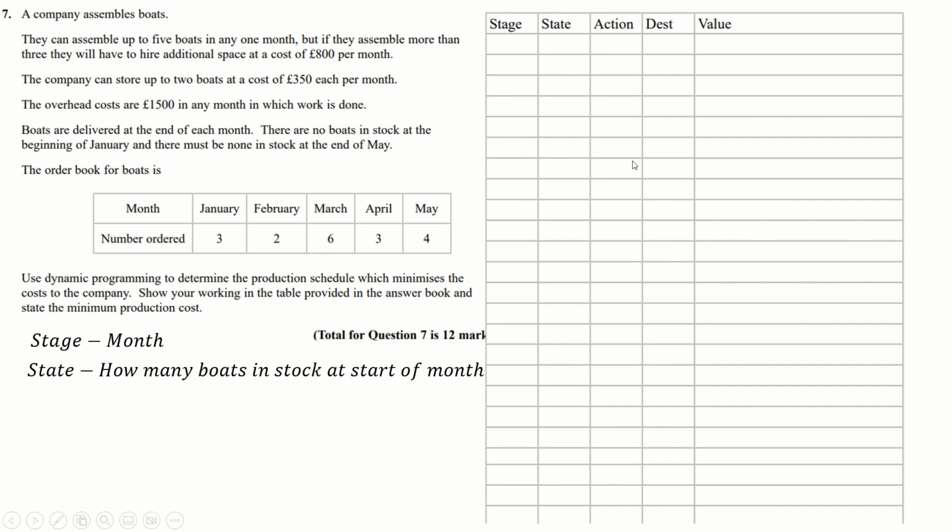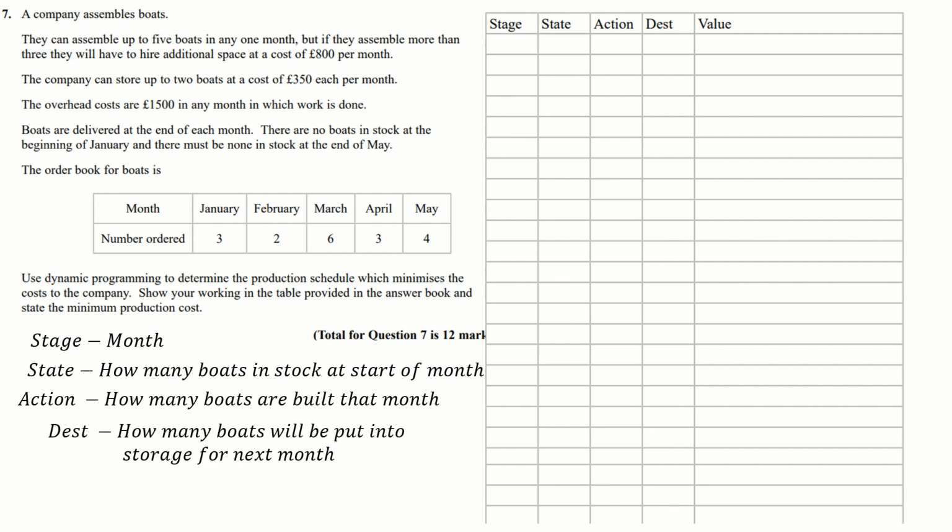The action will be how many boats we'll build that month, and the destination will be how many boats we put into storage for the next month. So if we start in May, now we need to have 4 boats built or in existence at the end of May, and we don't want to put any boats in storage at the end of May. Presumably we're just taking the summer holidays off. So okay, what could you do? Well, you could have 2 boats in storage at the start of May, and then you only need to build 2, and you'll put none in storage.